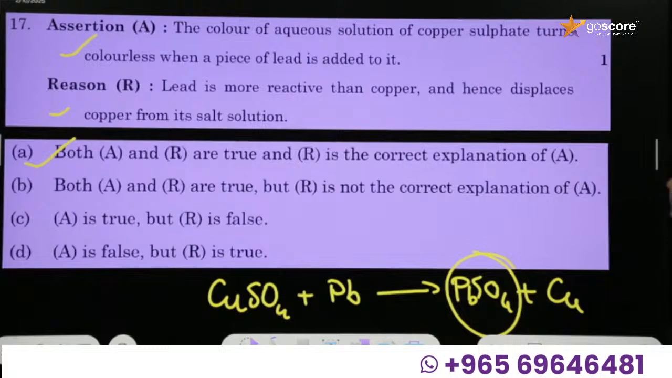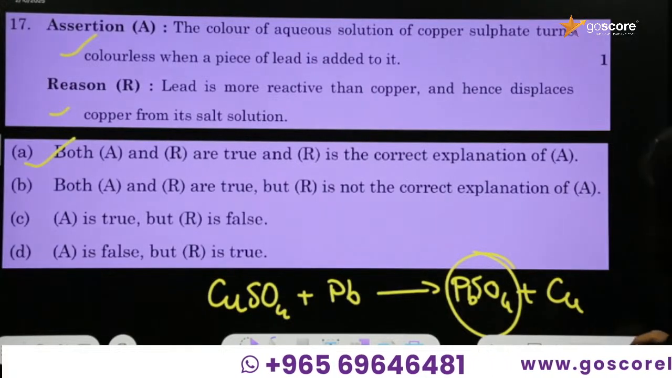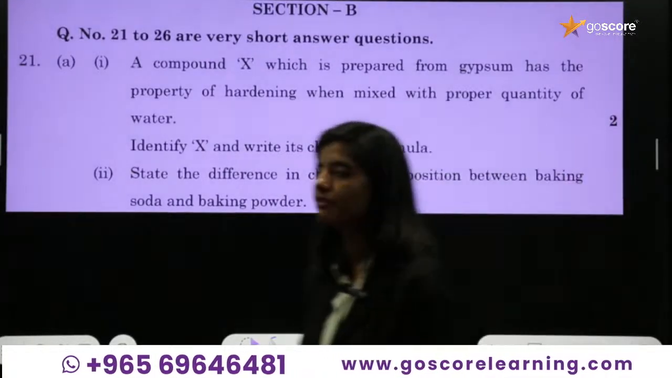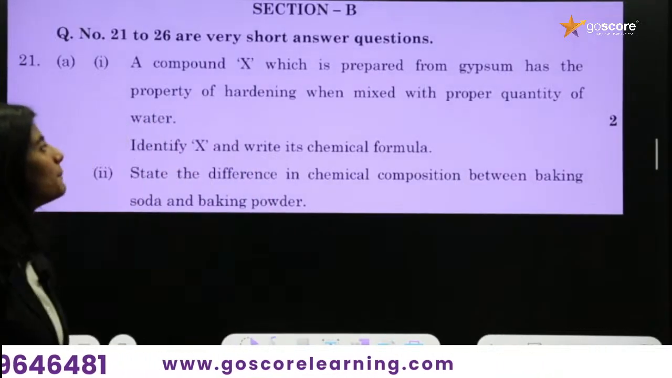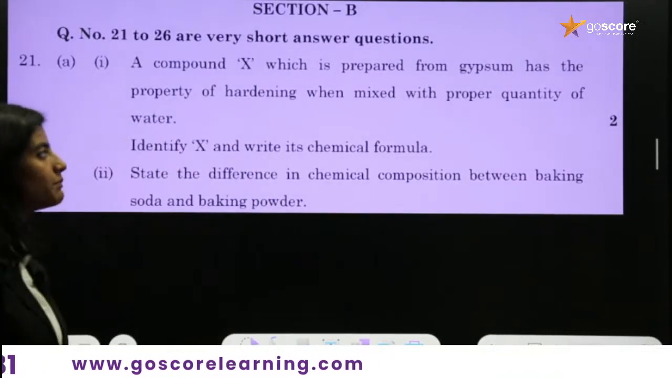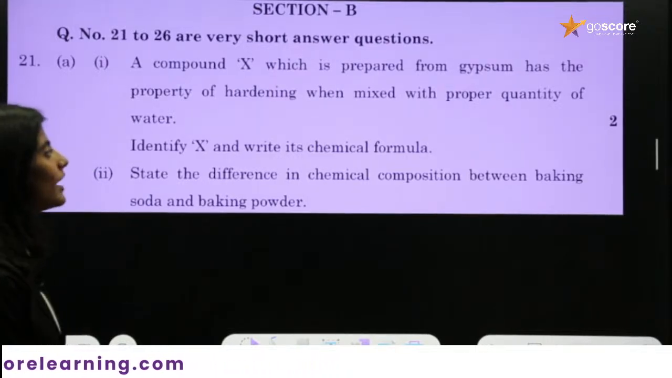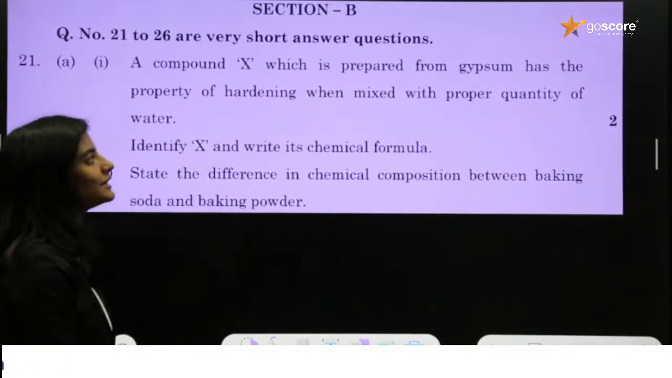Okay. So if this is clear, can we get into the next question? Here we go with the section B, which is comprising of 2 mark questions. So here we go with the first one. A compound X, which is prepared from gypsum, has the property of hardening when mixed with a proper quantity of water. So compound X is prepared from gypsum.